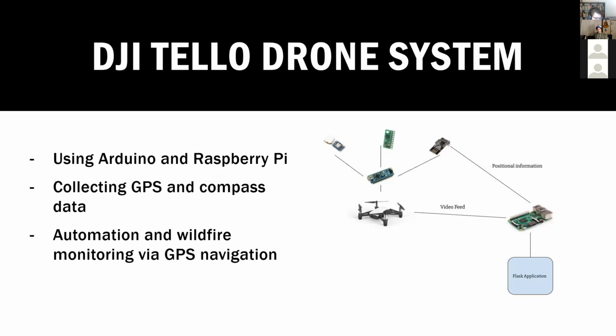And I also implemented a drone automation system in real life using GPS navigation. An Arduino Nano, a GPS module, compass, and radio module were ported onto a DJI Tello, and the drone sent its positional information and the video feed to a Raspberry Pi, which would perform the inference. It displays all of the information about detected hotspots to firefighters via a Flask application.